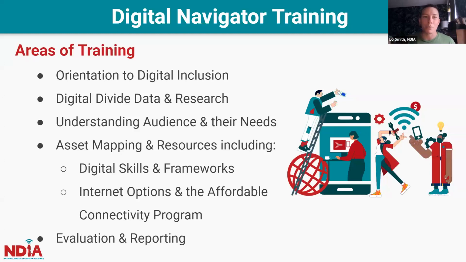But also, in addition, we have compared our training model with other fantastic digital navigator trainings across the field. And there are some awesome groups doing them, so shout out to all of them. But here are the commonalities I think that I've really found. It's that orientation and understanding of digital inclusion, an understanding of the digital divide based in data and research, understanding our audience and their needs, those community members that we're going to be working with, what are we really expecting to hear from in our goals, asset mapping and resources, including understanding the digital skills frameworks that are out there, understanding our internet options, the Affordable Connectivity Program, getting well versed in all that. And also the evaluation and reporting side of things.